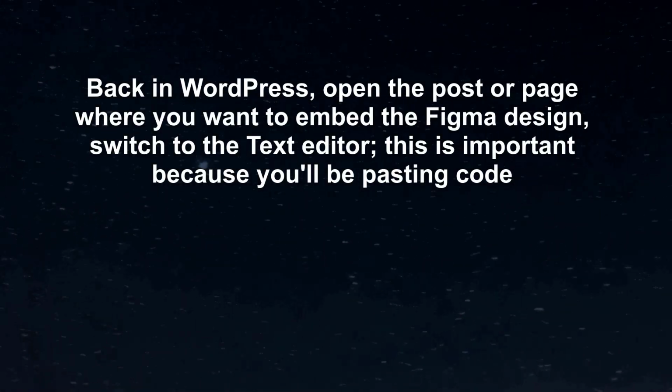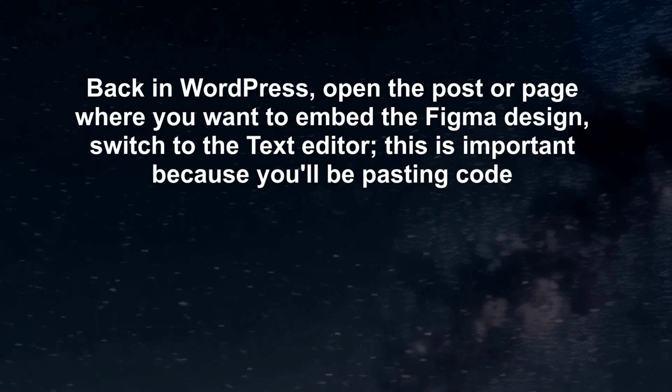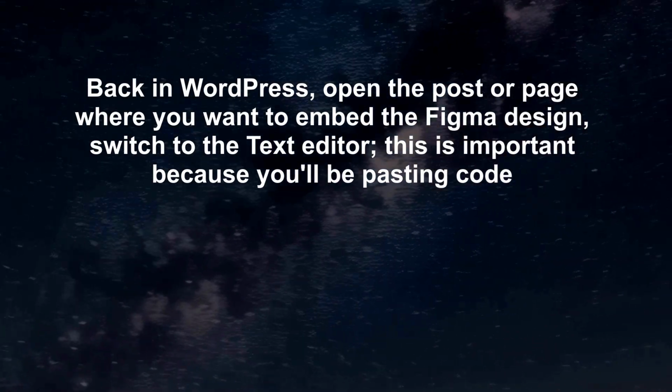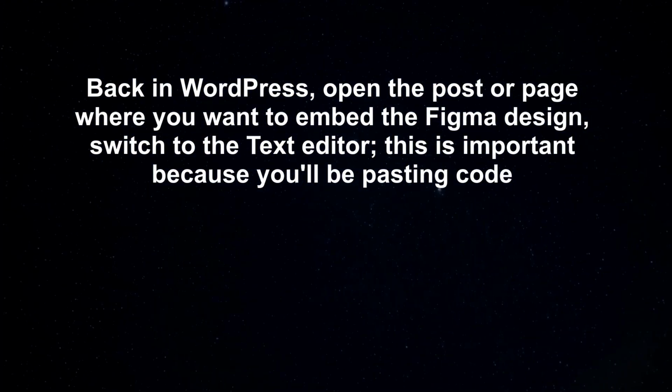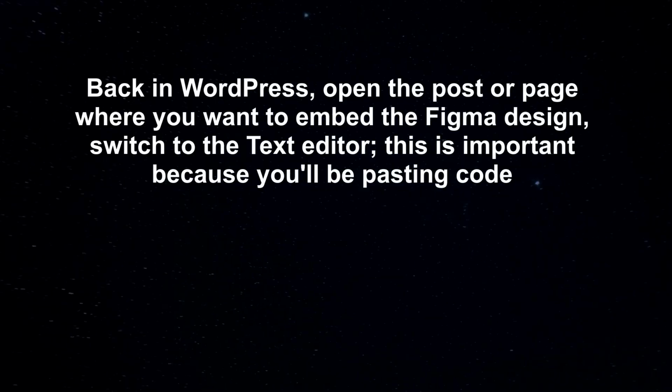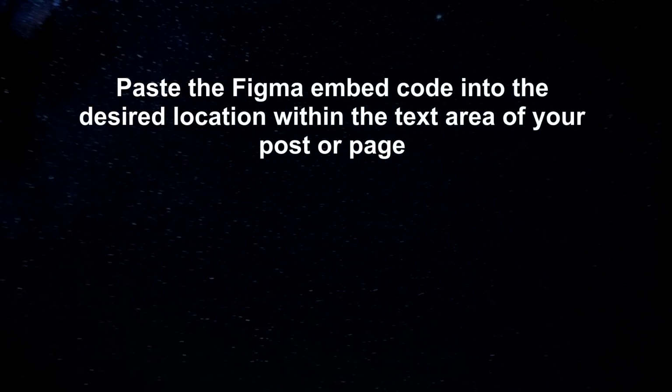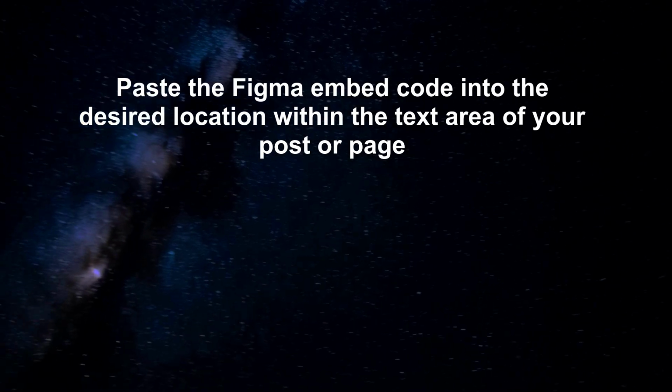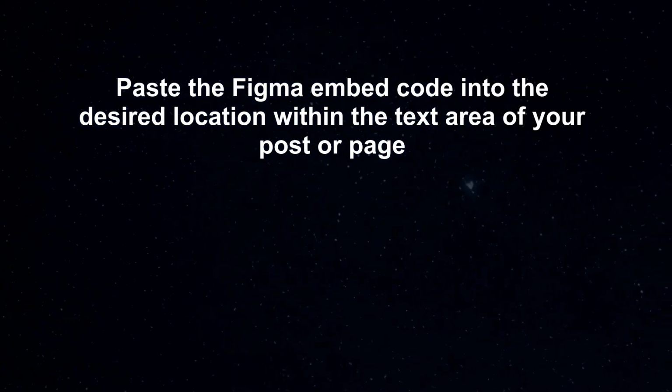Back in WordPress, open the post or page where you want to embed the Figma design. Switch to the text editor. This is important because you'll be pasting code. Paste the Figma embed code into the desired location within the text area of your post or page.